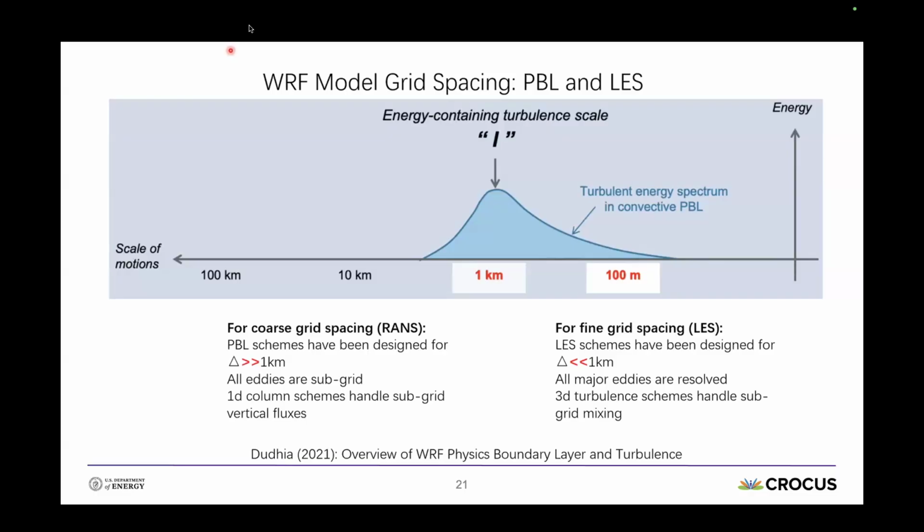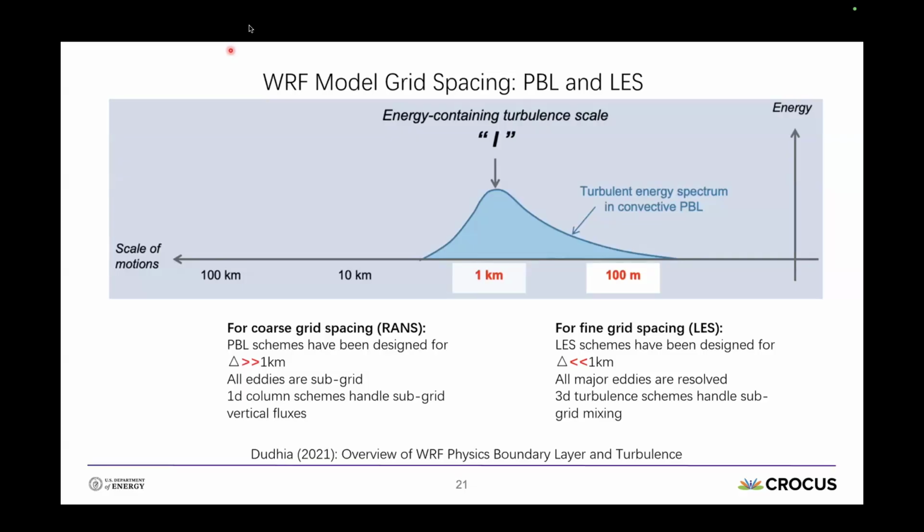For a typical grid size in the mesoscale, the grid resolution is much larger than the size of the dominant eddies, and parameterized boundary layer schemes are used to represent them, which is called RANS. In this case, all eddies are considered subgrid, and 1D column schemes are applied to handle the vertical transport. However, when we use LES scale resolution, the model can directly resolve these eddies and allow the turbulence to be treated as a three-dimensional phenomenon.